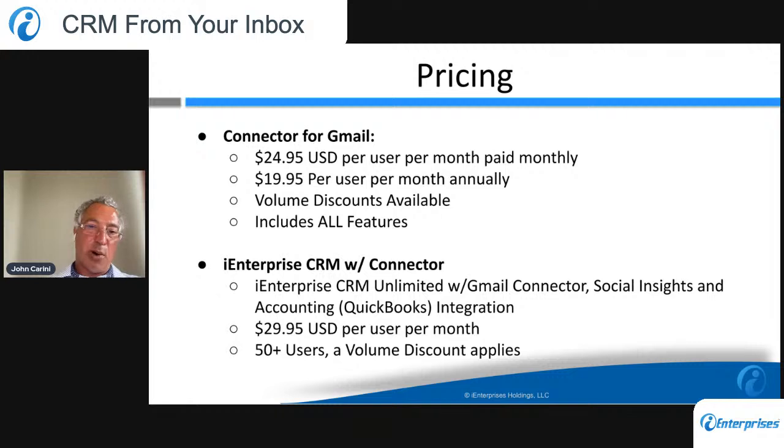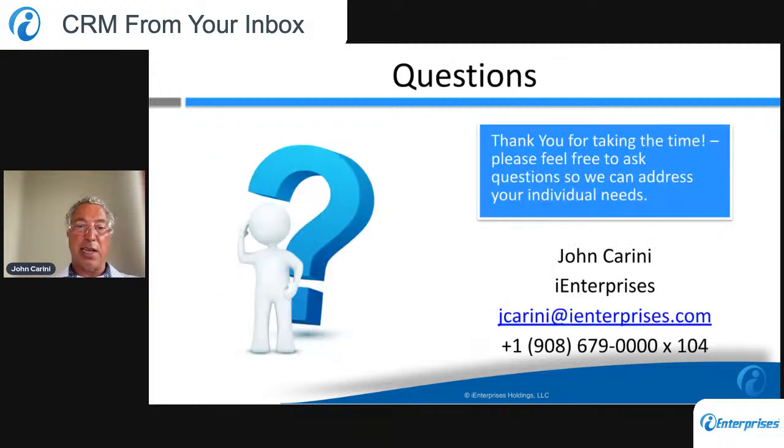So it's $24.95 per user per month for Gmail or Outlook, and $19.95 per user per month paid annually, so in that case you have to pay up front. And there are volume discounts if you have a lot of users. It includes all features and functions. We don't mess around. It is what it is. We provide everything at one price. And if you're interested in ICRM, it's basically $30 a month. It includes this connector and everything else we got. $34.95 if you pay monthly.